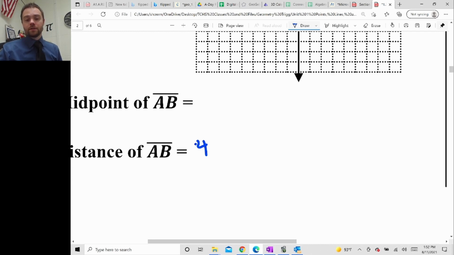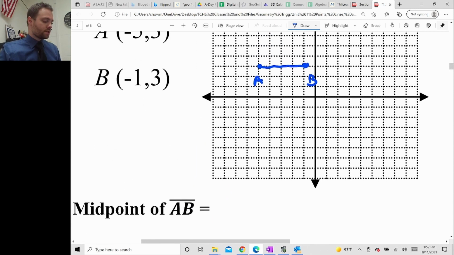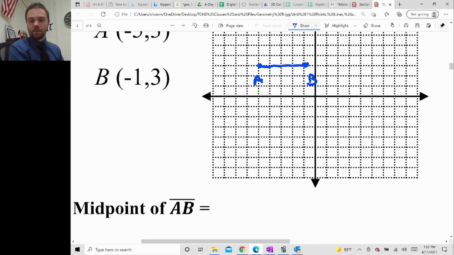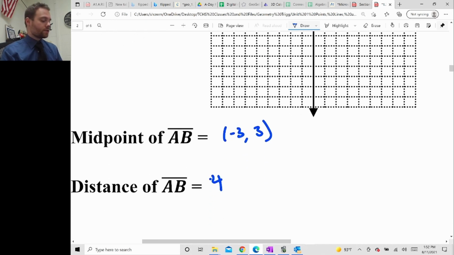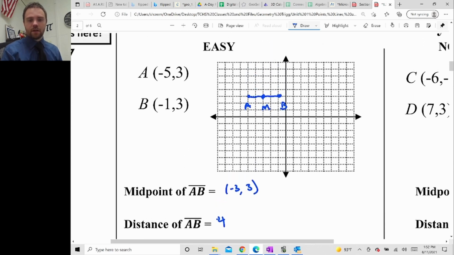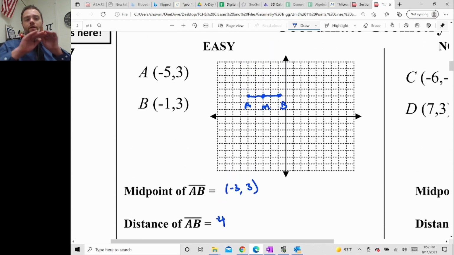We want to find the midpoint. Since it's a straight segment, halfway across is going to give us the midpoint. I'm going to call that midpoint M. So right there, 2 over. I'm going to use the coordinate to talk about the midpoint of AB. So the midpoint is 1, 2, 3, negative 3, and 1, 2, 3 up. So negative 3, comma 3 is the midpoint. It's relatively easy to see where the midpoint would be if you have a straight segment, either horizontally or vertically.